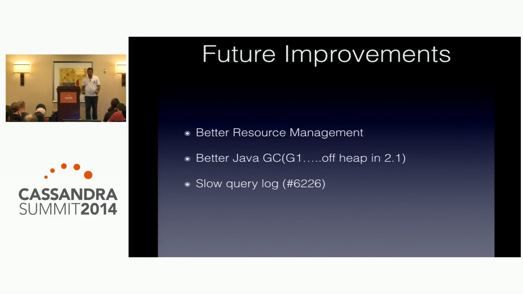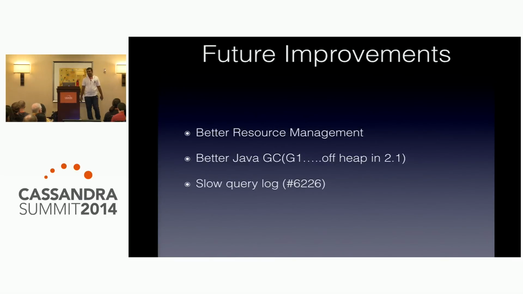Future improvements, better resource management. In 2.1 and even now, there are a lot of improvements for resource management because in Cassandra, if you have one query which is going over a lot of tombstones, it can hurt the performance of other queries. There are a lot of improvements like now you can set thresholds which will actually fail the query if you are going over a lot of tombstones. So there's already a lot of progress there. We might want to make more progress.